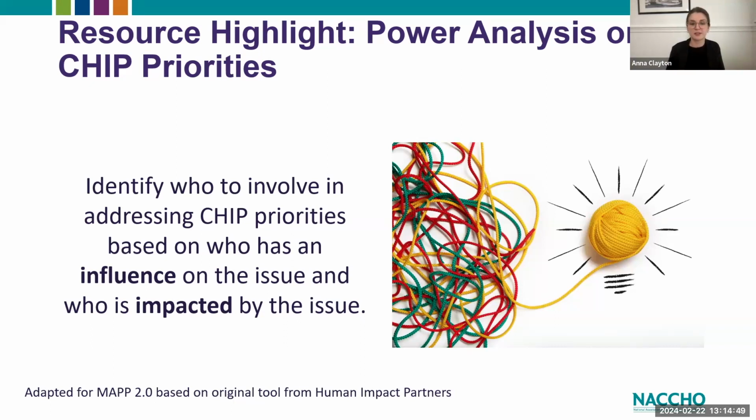The goals of the power analysis are to assess the systems, organizations, and people who have an impact on the priority issue, identify whom the issue affects most and where there's opportunity to build their influence, and identify factors and people perpetuating the problem. You could use this analysis if you're not working in community health improvement to help you identify who to partner with on an issue of interest to address, even if it were outside of a CHIP. And this is a tool that's adapted from Human Impact Partners' Power Analysis tool, which we highly recommend exploring, as well as their other resources.